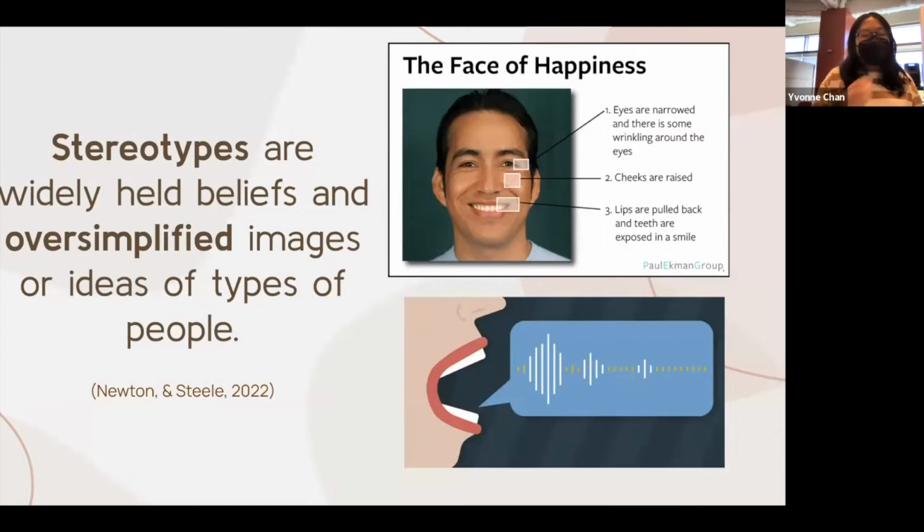Stereotypes can be defined as widely held or oversimplified images or ideas about groups of people. Unconscious bias becomes harmful when a wider group of people hold the same unconscious stereotypes about a different group of people. This can lead to systemic racism.